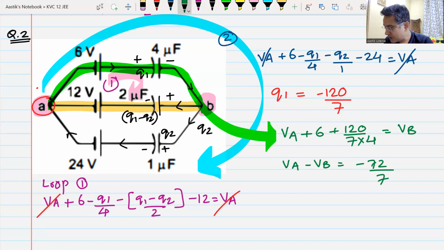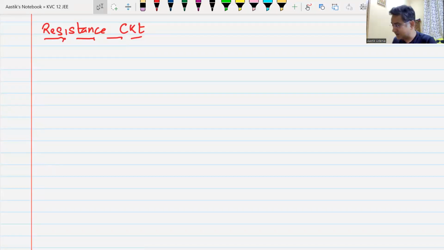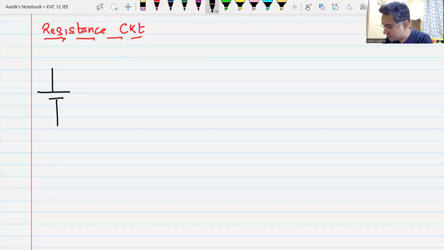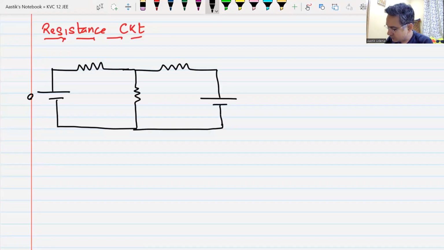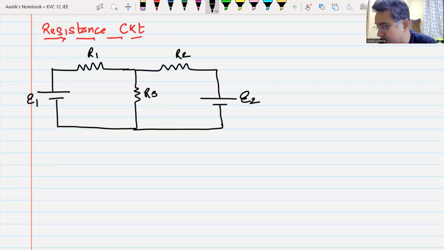Move on to the next one. Let us try to apply the same concept. Again, I am making a hypothetical circuit because there are infinite numbers of circuits possible, and I cannot make all of them. This is E1, this is R1, this is R2, this is E2, and this is R3. I hope you know what we are supposed to do. Do you know what we are supposed to do here?